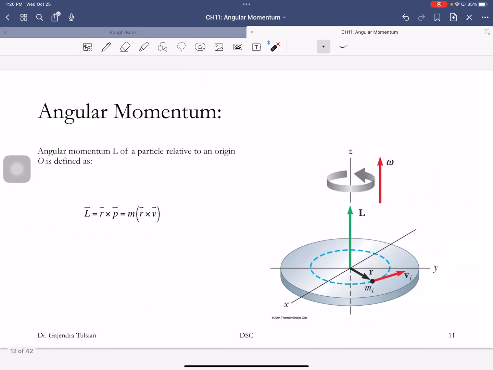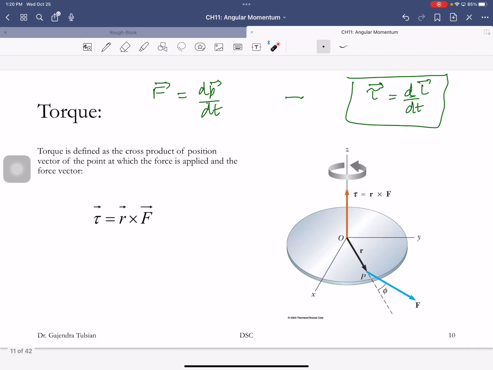Angular momentum, and again, torque is a vector. Okay. What does that mean? It's got magnitude and direction. What that also means is if you have several torques acting on the object, the total torque is just the sum of all those torques. Okay? You can add them. It's a vector sum.